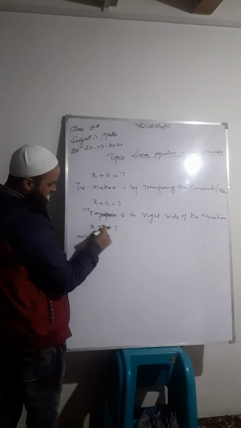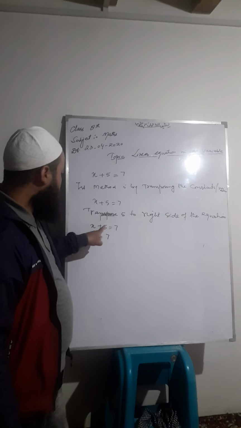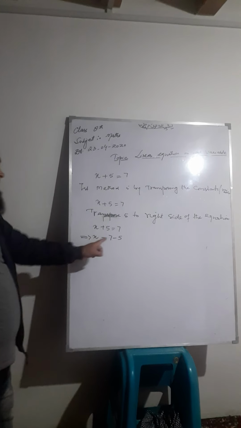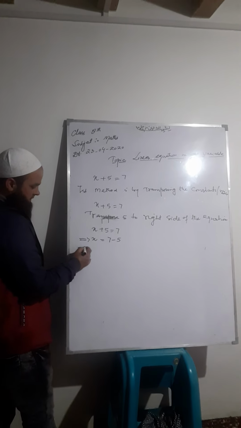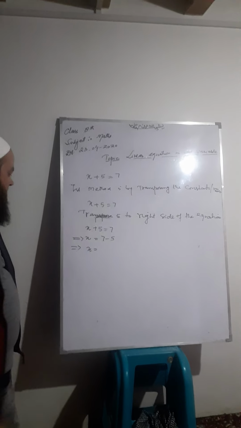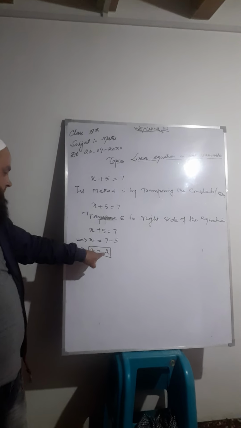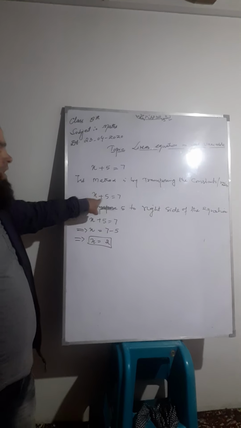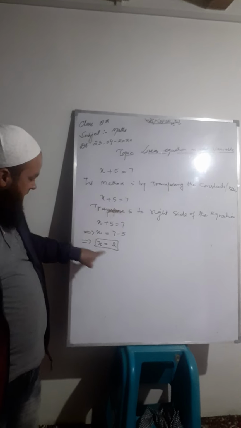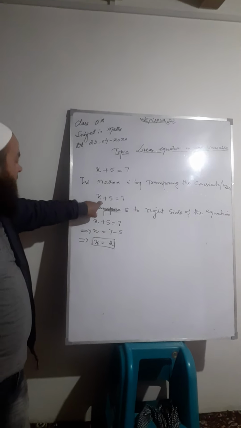x is equal to 7. When we transpose this 5 to the right side, the plus sign will change into negative. It becomes 7 minus 5. Then x is equal to, we subtract 5 from 7, we get 2. So x is equal to 2. This means that 2 is the solution of this equation x plus 5 is equal to 7. The value of variable x equal to 2 is the solution of this equation.